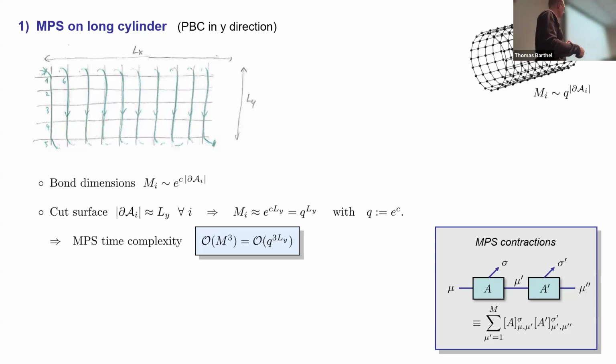q to the 3L. For convenience, I've defined this constant q as e to the power of c, right? So c was the prefactor in the area law. Sorry, are you asking us to think of this MPS as a tree and use the results from the previous slide? Yeah, exactly. So then I do a cut. If you, let's say, cut our system like this, then we're cutting exactly one bond. That's one leg of the MPS. Yeah, the interface has size L.